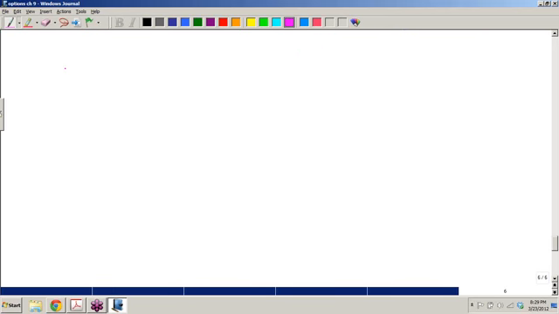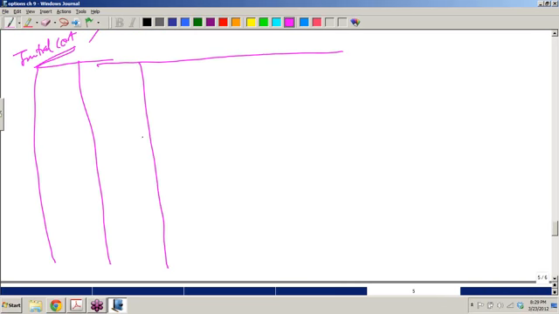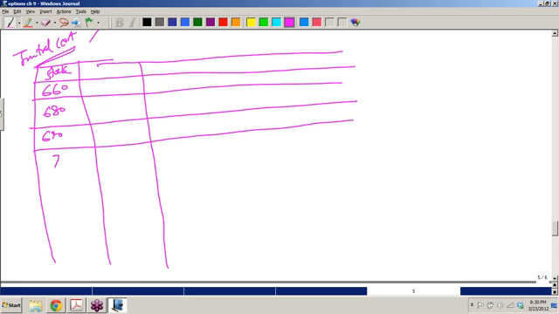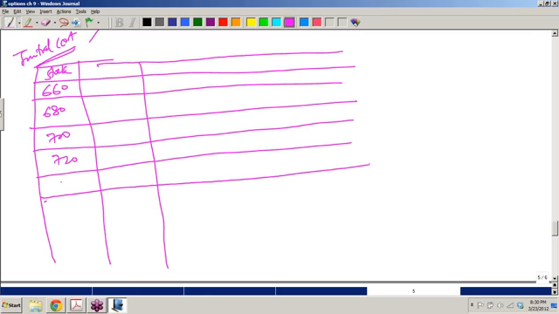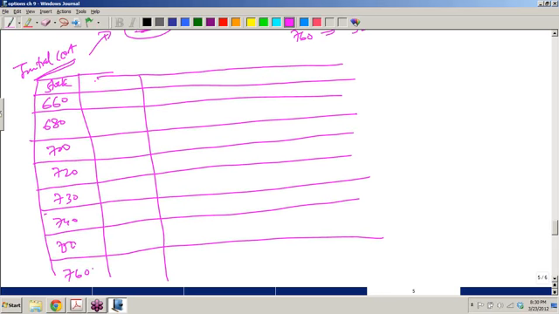Now let us create a diagram, similar to the way we created one last time. I will be careful to draw a better diagram. Let's see the stock price: 660, 680, 690, 700, 720, 730, 750, 760.